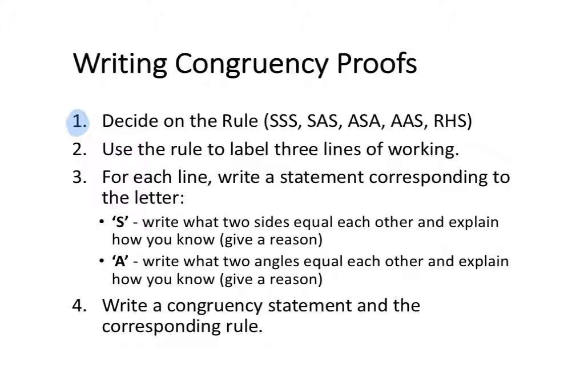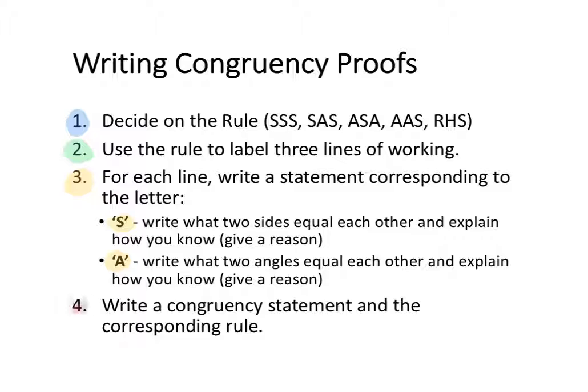Once you decide on the rule, use those 3 letters from the rule to label the 3 lines of working out that is required. Once you've got your 3 lines, write a statement corresponding to each letter. So if it's an S, you say what 2 sides are equal and how do you know they're equal. If it's an A, you write down what 2 angles are equal and how do you know those 2 angles are equal.